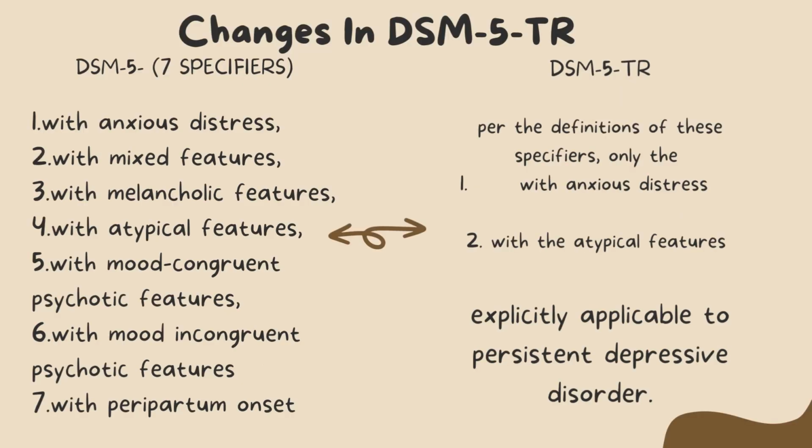Some other changes are that there are multiple specifiers that used to be present. There were seven specifiers in PDD in the previous DSM, and now they have removed most of the specifiers except one with anxious distress and two with atypical features, because these are the only two specifiers that explicitly are applicable for persistent depressive disorder.